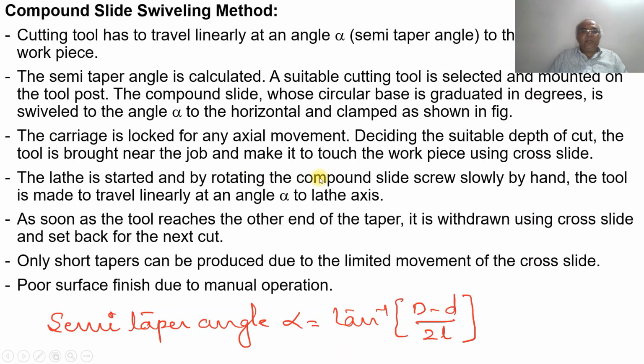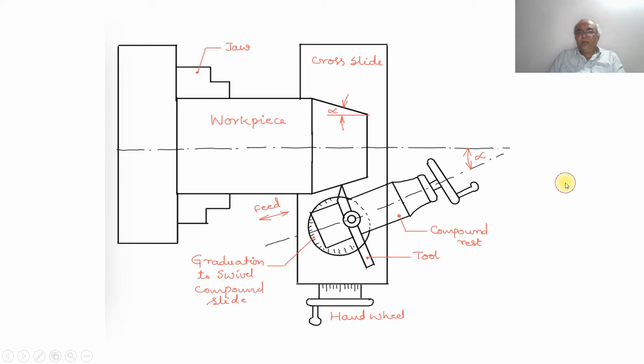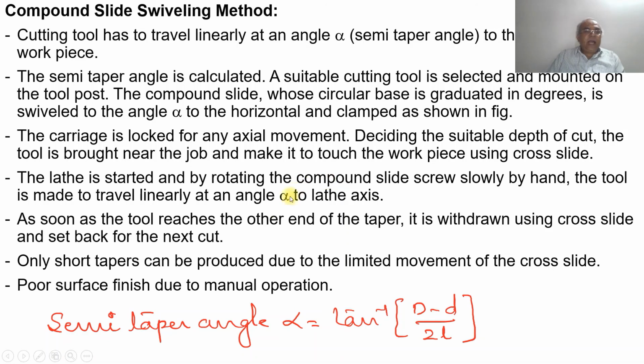Then the lathe is started, rotating, and the compound slide screw is turned slowly by hand. This is the compound slide which is rotated using this handle so that it moves the tool inclined to this taper angle. It is inclined at an angle of alpha with respect to the workpiece. As soon as the tool reaches the other end of the taper, it is withdrawn using the cross slide and set back for the next cut.